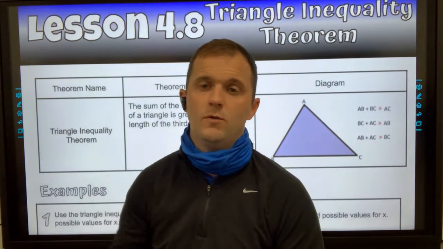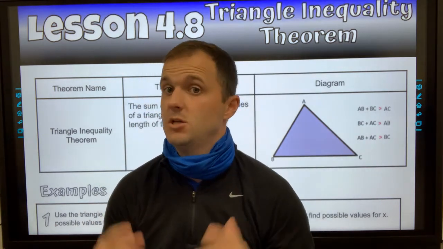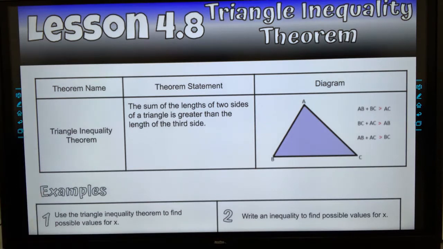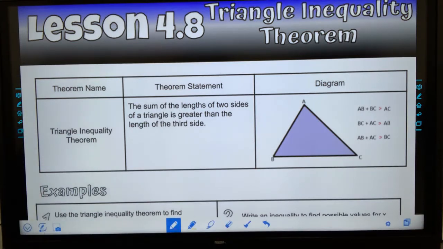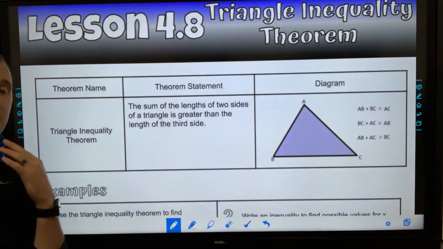Today we're doing 4.8, which is the triangle inequality theorem. So let's jump into it. All right, so first let's talk about specifically what I mean by the triangle inequality theorem. This theorem is used to determine if you can actually use three given sides to form a triangle.